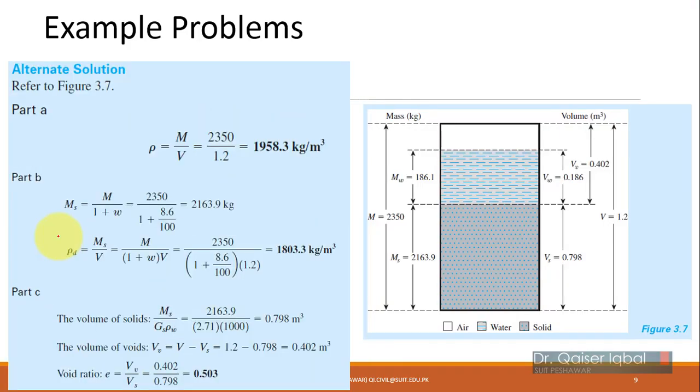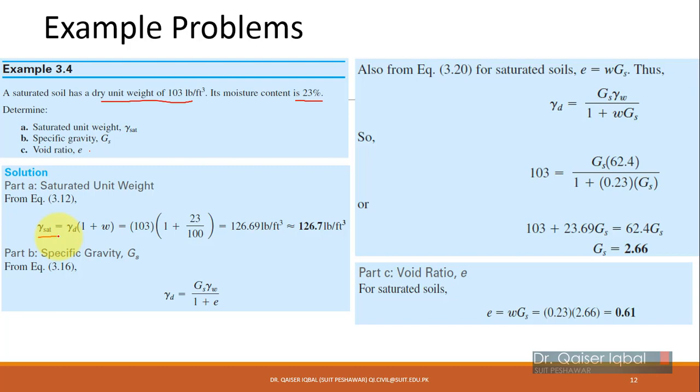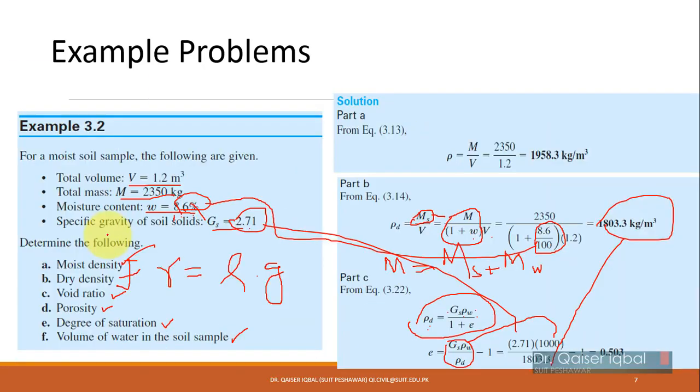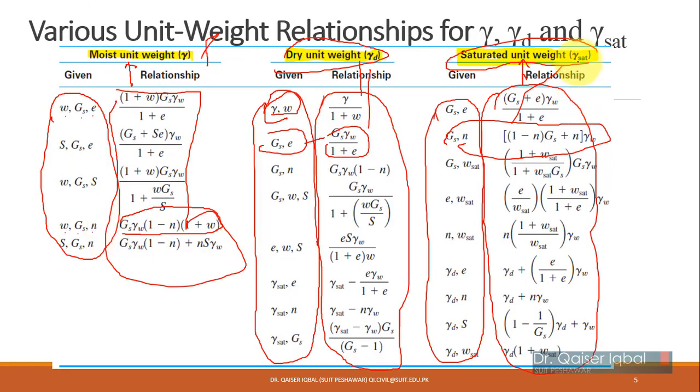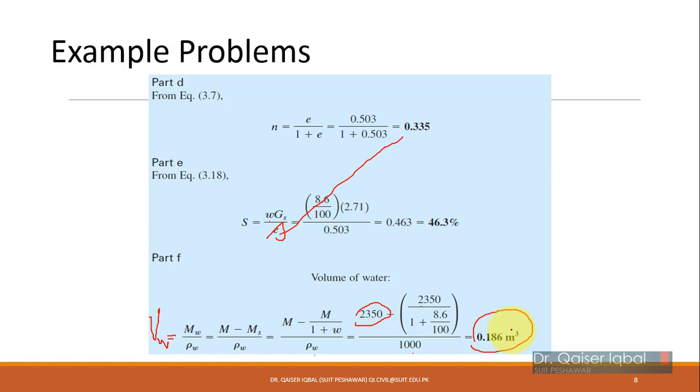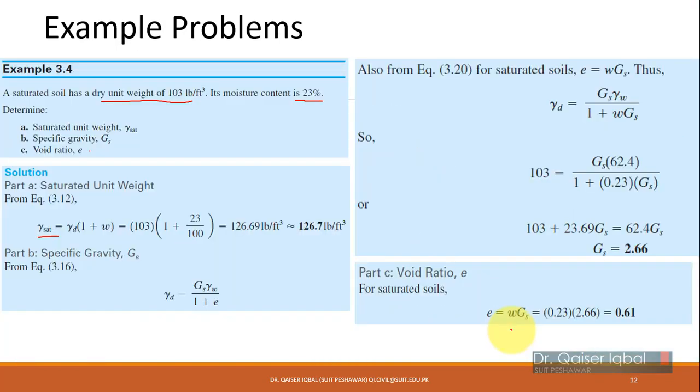Now if we go to the gamma sat equation, remember we have dry unit weight and moisture content with us. If I want to determine the saturated unit weight, and I have the dry unit weight and moisture content, I can use this equation: gamma sat is equal to gamma D into 1 plus W.